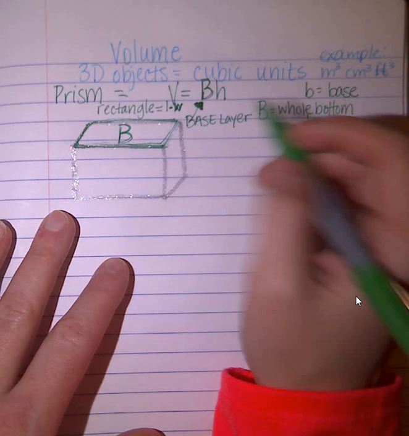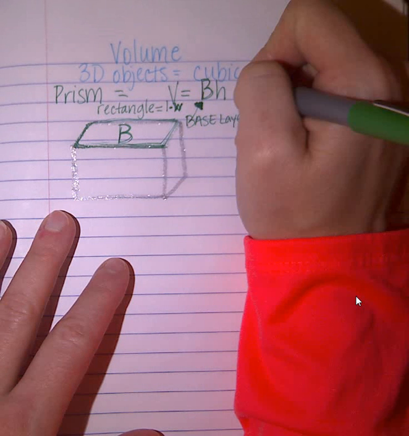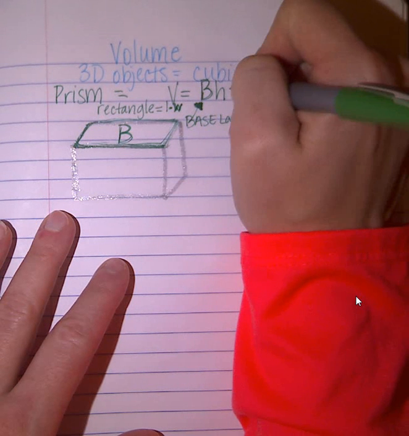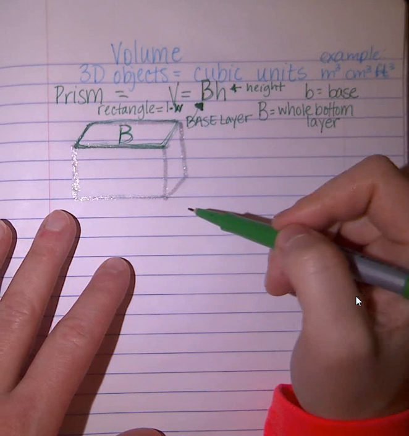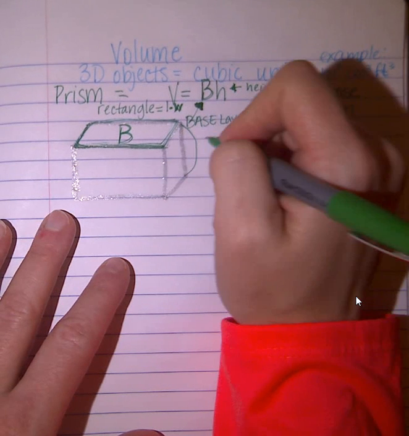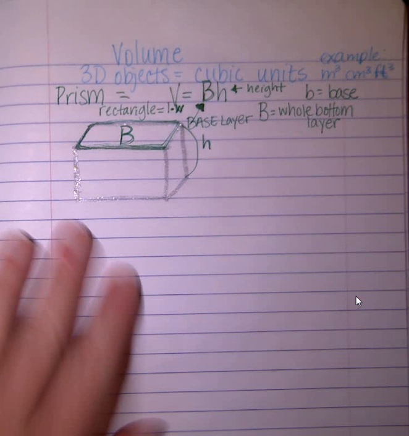Then the little h is the same as it was to begin with. It's just height. It's the height of the three-dimensional object. So this is your h, your height.